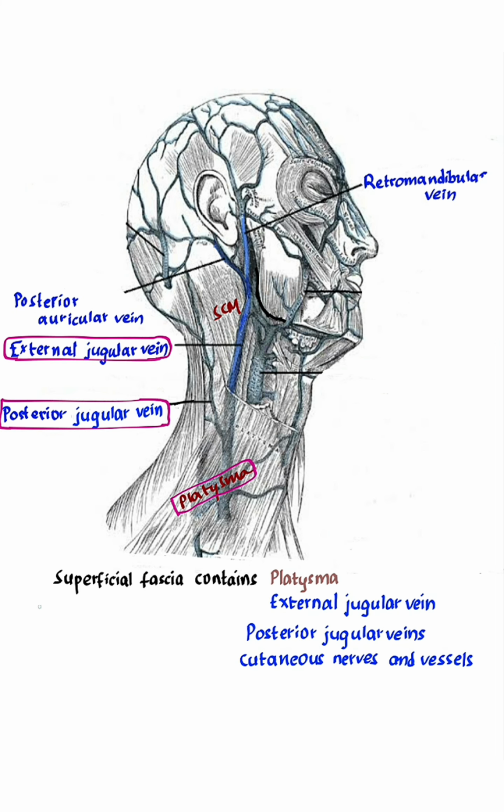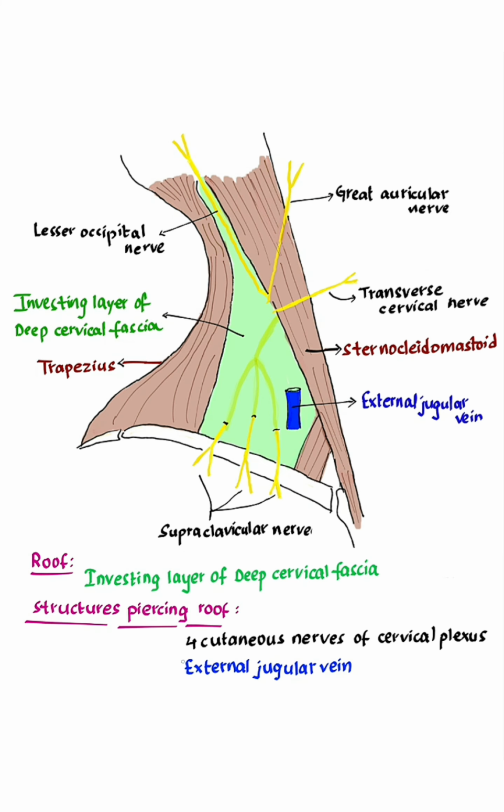Over the roof, superficial fascia is present. The superficial fascia overlying the roof contains platysma, external jugular vein, posterior jugular veins, cutaneous nerves and vessels. Structures piercing the roof are four cutaneous nerves of the cervical plexus and the external jugular vein.